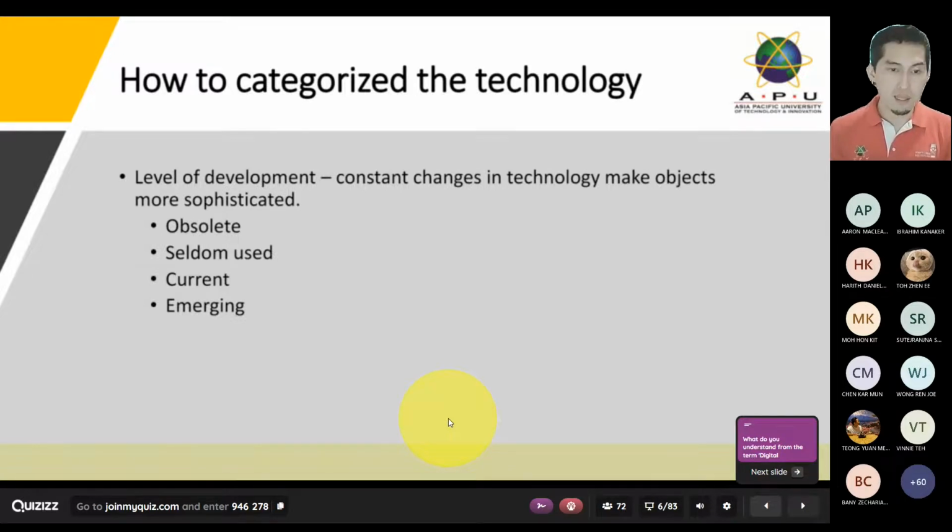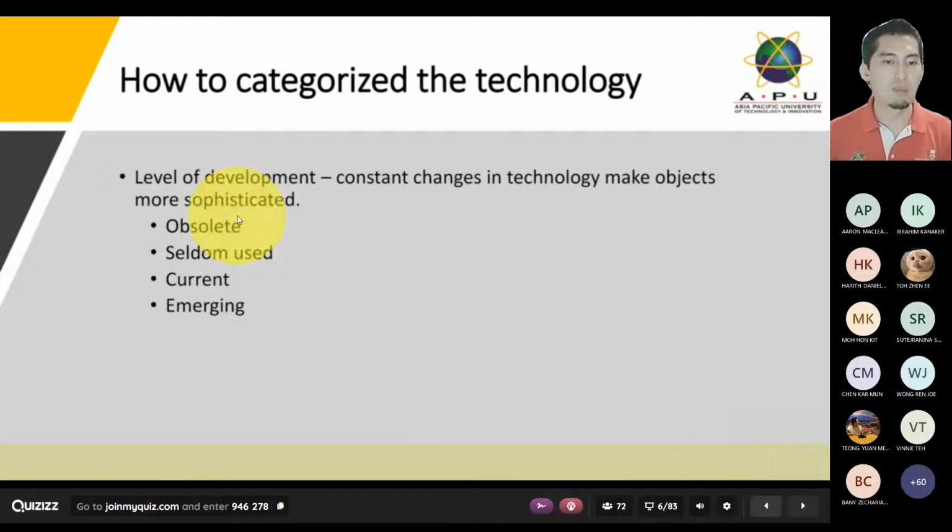So what you are seeing here, the first point is level of development. So what we're looking at first is level of development here, in terms of what are the changes in the technology and what level it is as well. When you see this, it does relate back to the high, medium, and low technology that we saw last week. But there are different levels of development being highlighted here.